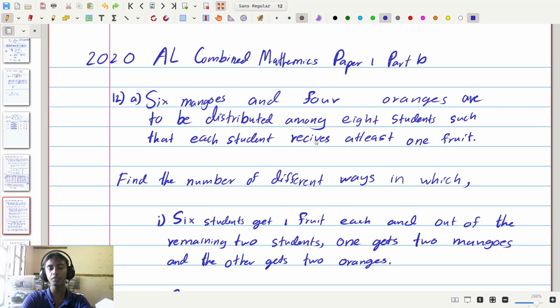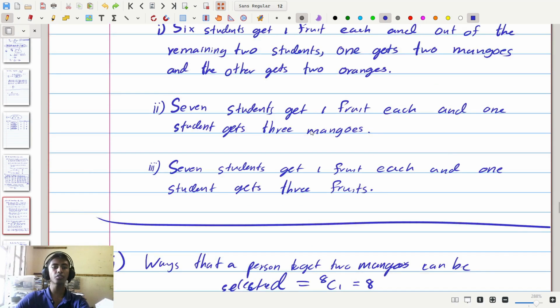So that's the solution to the first question. Let's now move on to the second question. The second question asks us to find the different number of ways in which 7 students get 1 fruit each and 1 student gets 3 mangoes.